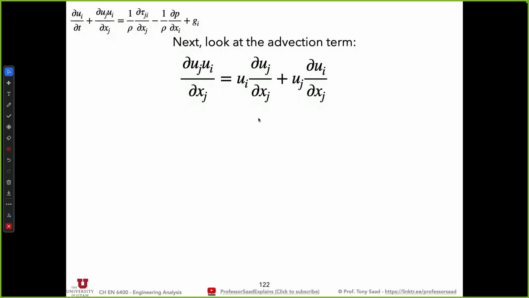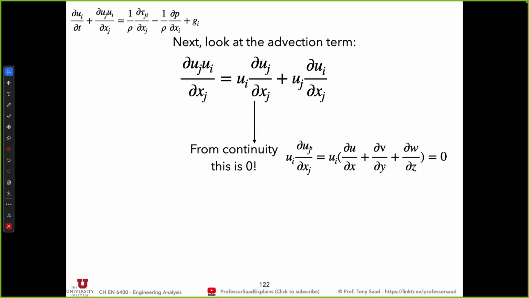What did we say just a minute ago about mass conservation? dui by dxi is 0. duj by dxj is also 0 because it's a repeated summation. So this is coming from continuity. Remember, a repeated index is summed up. So ui duj by dxj is ui times du by dx plus dv by dy plus dw by dz, which for constant density flows, incompressible flows, is 0. All right? So we took out one term in the advection term, and we're left with uj dui by dxj. This is still a repeated summation, uj and dxj.